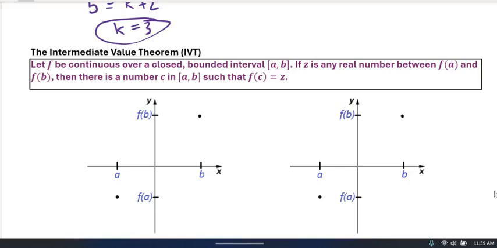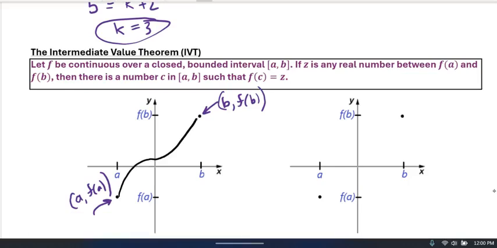So you can see here I have a graph, and I want to draw something continuously from a to b. Notice on the bottom left I have a point at a comma f of a, and I have a point up here on the right at b comma f of b. So I want to draw something basically without picking up my pen. And it could be many things. It could be a straight line from there to there. It could be curved. That's one way to do it without picking up my pen.